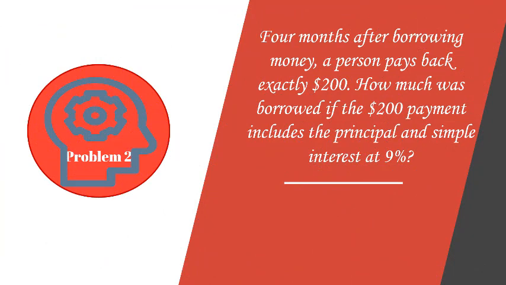Problem number 2. 4 months after borrowing money, a person pays back exactly $200. How much was borrowed if the $200 payment includes the principal and simple interest at 9%?